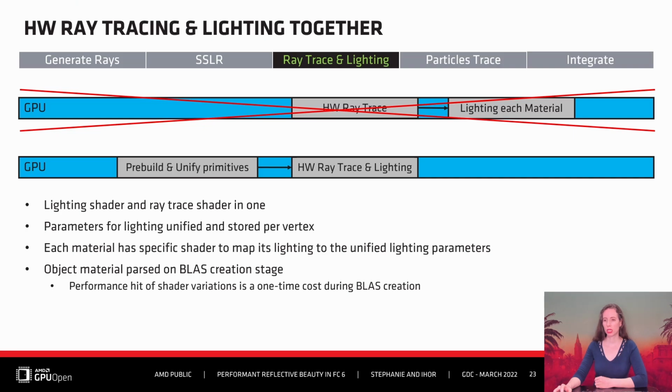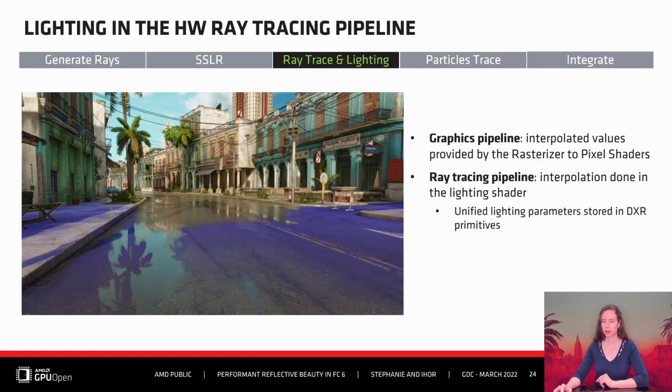To support the mixed trace and lighting shader, we created unified lighting parameters that are stored per vertex. Each material requires a specialized shader to map its lighting to the unified lighting parameters. The object materials are parsed in the BLAS creation stage. This moves the performance hit of shader variations from the per-frame lighting work to the one-time process of BLAS creation.